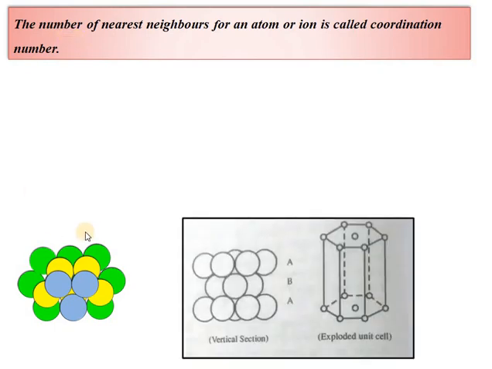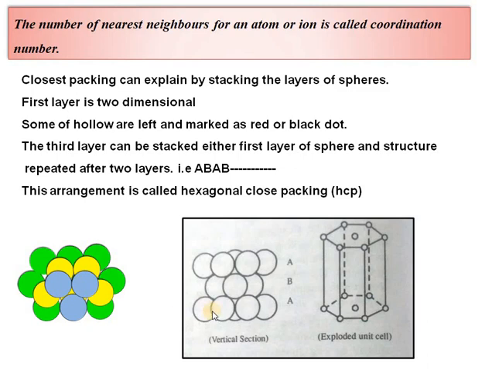It is one type of structure like this, an ABAB type structure. This is the horizontal plane or plan view, and this is the vertical plane. So in these structures, this is the A type, the second layer is the B type, again A, B, an ABAB type structure. Hence, closest packing can be explained by stacking layers of spheres. Means one layer can be stacked over the first layer, and similarly the third layer can be stacked over the second layer.